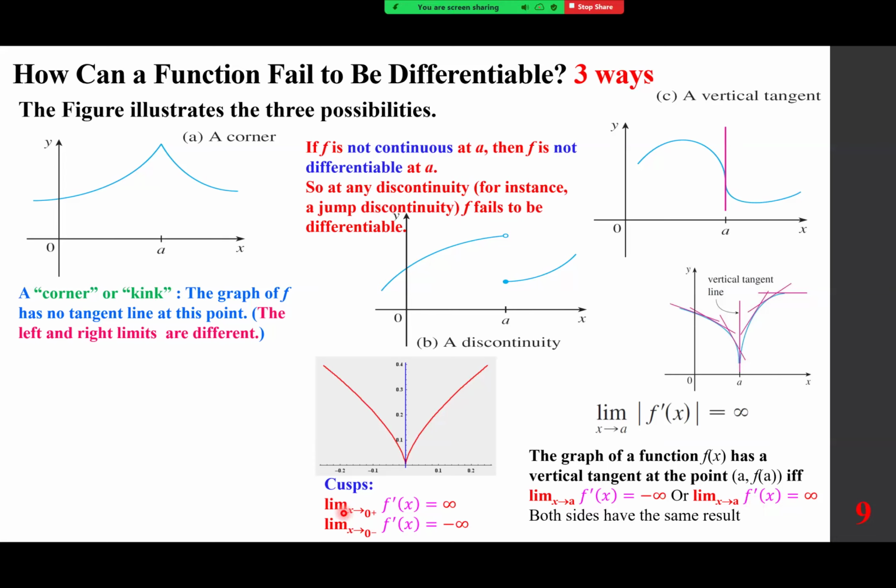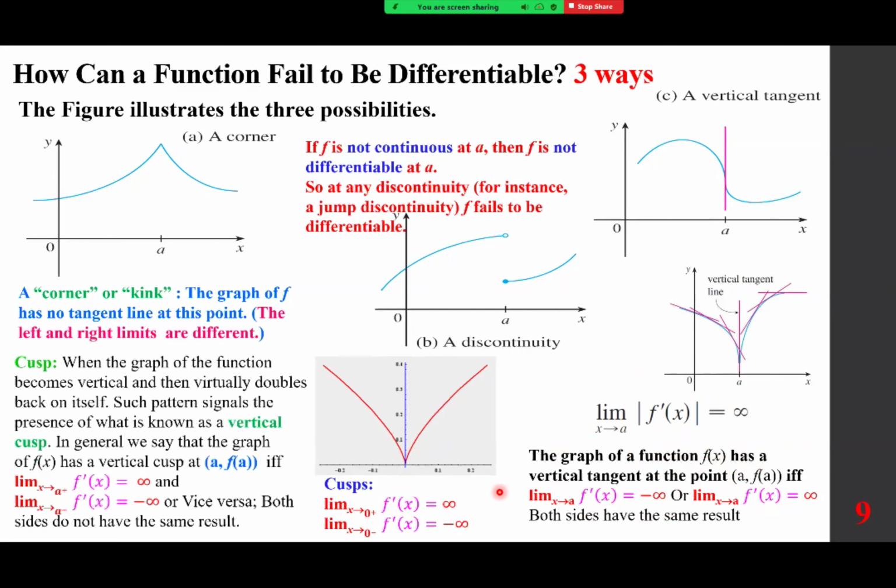Cusp: when the limit of f prime of x, in this case as x approaches 0 from the right, is infinity, and from the left is negative infinity. So it's similar to that. In the previous case, both sides are either infinity or negative infinity. In this case, one side is infinity, one side is negative infinity. So the definition of a cusp is that the graph of the function becomes vertical and then virtually doubles back on itself. Such a pattern signals the presence of what is known as a vertical cusp.